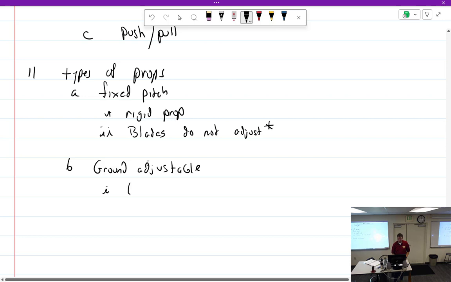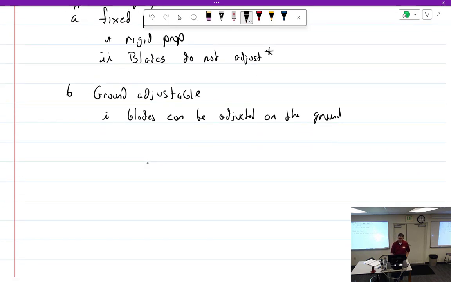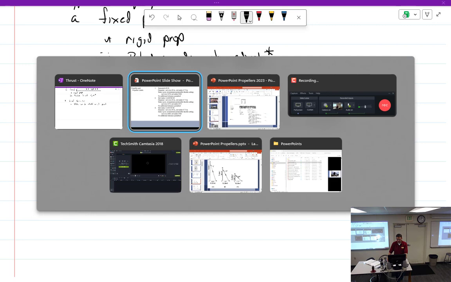So blades can be adjusted. Blades can be adjusted on the ground. Had a customer with a Stearman. Those are big biplanes. Boeing makes them. Familiar with the Stearmans? Oh, it's very sad. Wing walkers and such. Yeah, show us. You guys are just missing out on an American. Their big radials are huge.